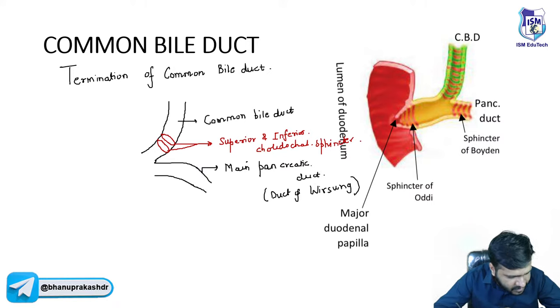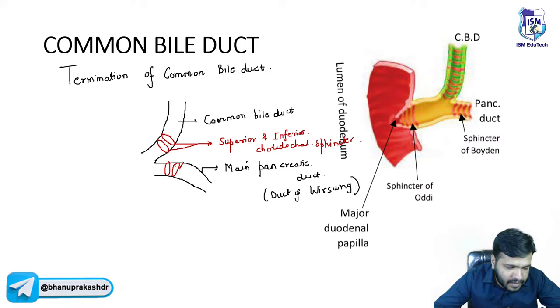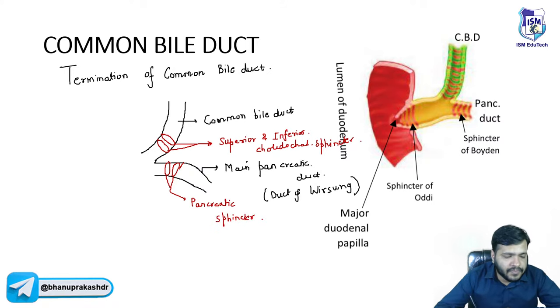Yes, Sanjana, very good. And yes, we have sphincters in the pancreatic duct as well. So these sphincters, beta, are known as the pancreatic sphincters. Now, both will combine, beta. Both will combine to form a dilatation, and that dilatation you can easily see. I'll just try to draw that dilatation for you.